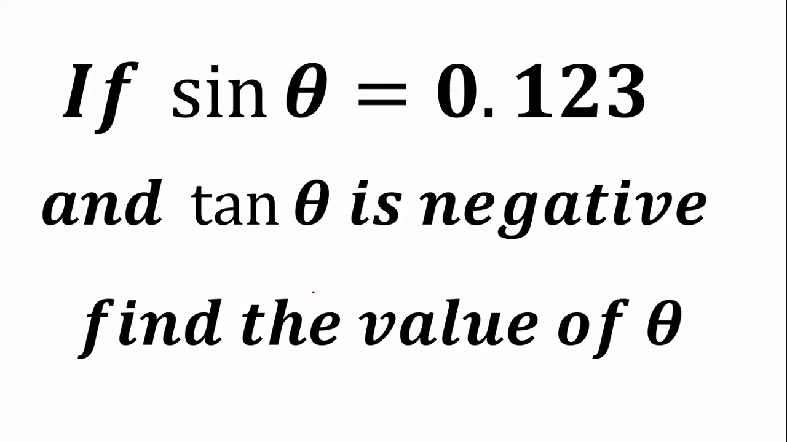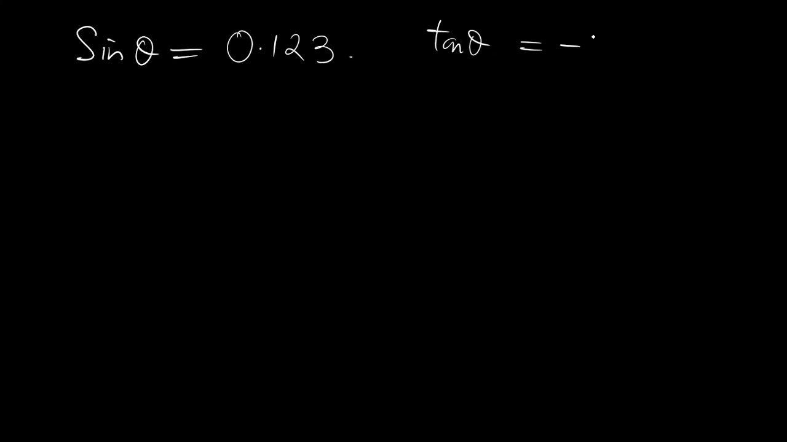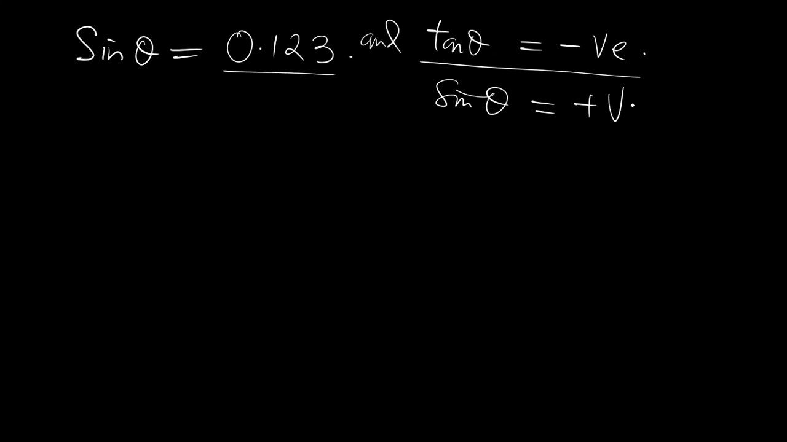So now let's begin. The question is you are given sine theta equal to 0.123, and you were told that tan theta is a negative value. So from this, it means that sine theta is a positive value.